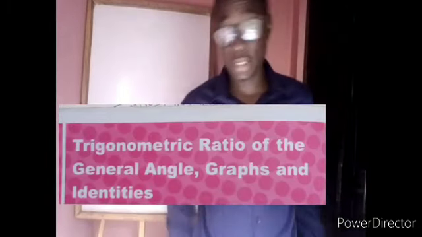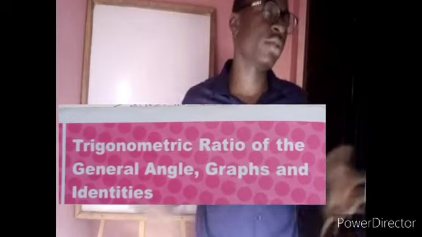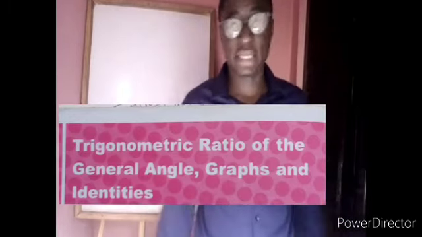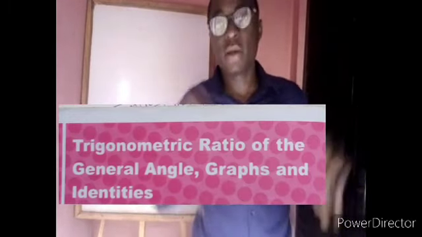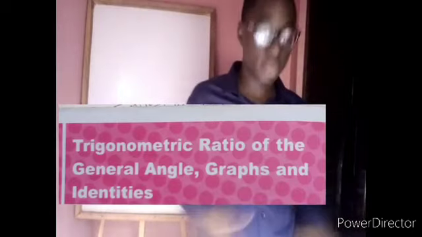And in this episode, we are going to be dealing with a topic known as trigonometric ratios of general angles, graphs, and identities. So, basically, when we talk about trigonometric ratios of general angles, graphs, and identities, it's a part of trigonometry that deals with the general angles, and we have different concepts to talk about in that aspect. So, first of all, let's deal with the performance objectives for this video.